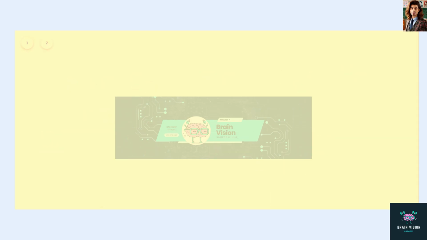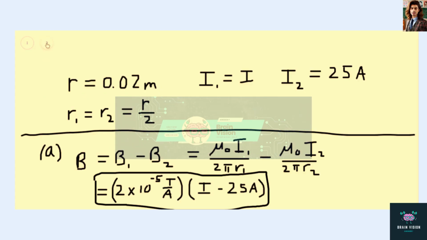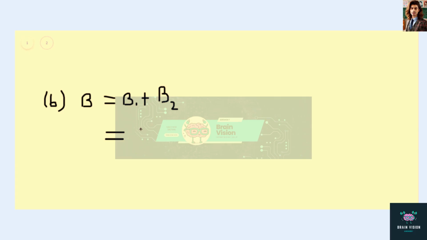Part B, we're going to be doing a very similar thing, but this time we're going to be adding them since they're flowing in the opposite direction. So we have B is equal to B1 plus B2. Again, B1 and B2 are the same. So the only difference here is we're going to be adding the currents instead of subtracting them. So what we end up with is the exact same expression for mu naught over 2 pi R1, or mu naught over 2 pi R2, since they're the same, of 2 times 10 to the minus 5.